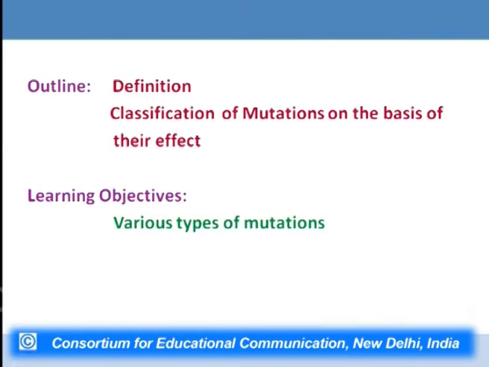So, friends, today I'll be talking about a very important aspect of genetics, that is mutations. Mutations could either be chromosomal or gene mutation, that is mutation at molecular level. Chromosomal mutations are basically aberration in the structure or the number of chromosomes. So today I'll be covering gene mutation, and the outline for this topic would be the classification of various types of mutations which occur in various organisms.